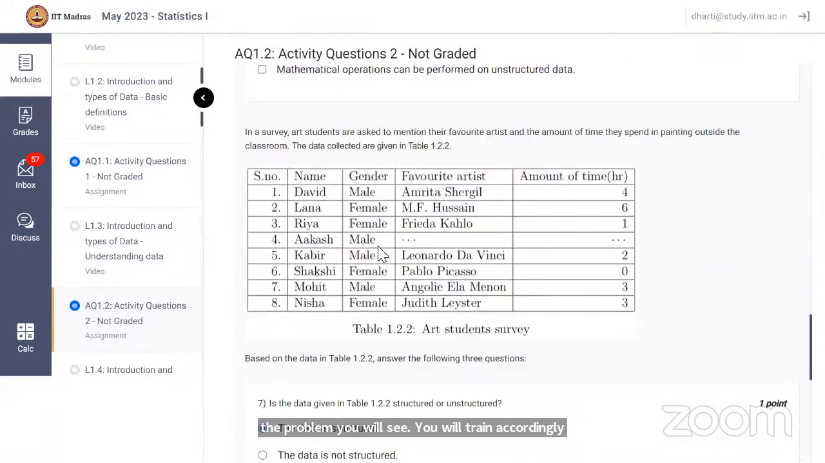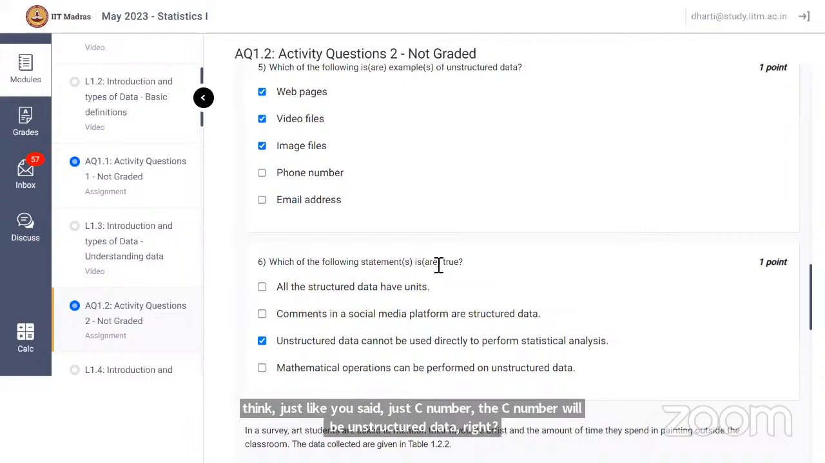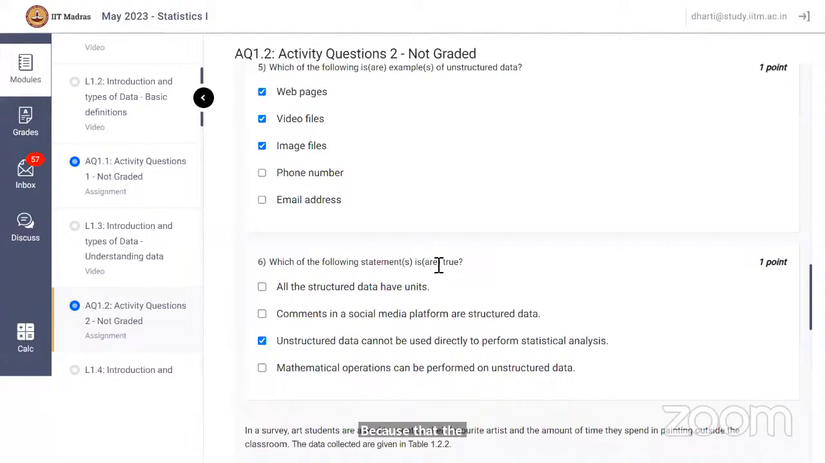Okay, question number 6. You said jersey number will be unstructured data, right? Because you can't make any conclusion. No, it's structured. Why it is structured, I will explain. Does anyone have any reasons for that? Why is jersey number structured or not structured? Okay, you first say why it's unstructured.